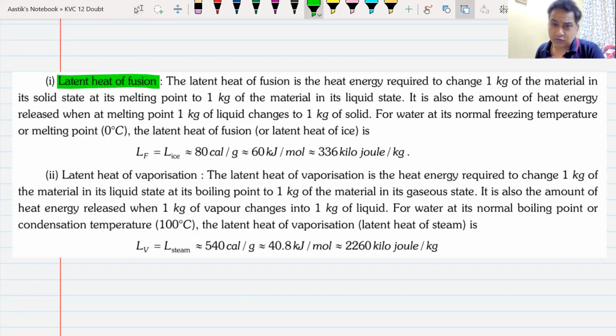Then we have two types of latent heat. Latent heat of fusion. The reverse of this is melting. Fusion is the process in which liquid becomes solid. Melting is the process in which solid becomes liquid. The process is the same. In one process, heat is given; in the other process, heat is taken out. For ice or water, latent heat of fusion is 80 calories per gram. That is what you need to remember.